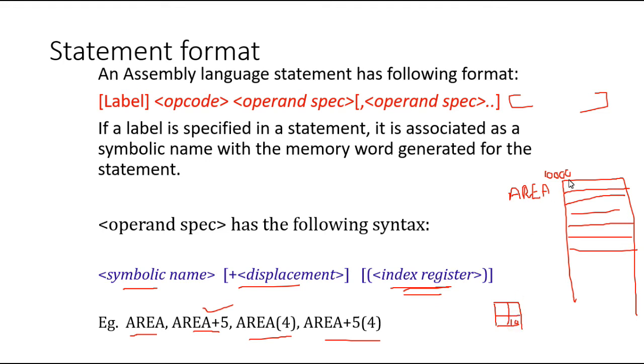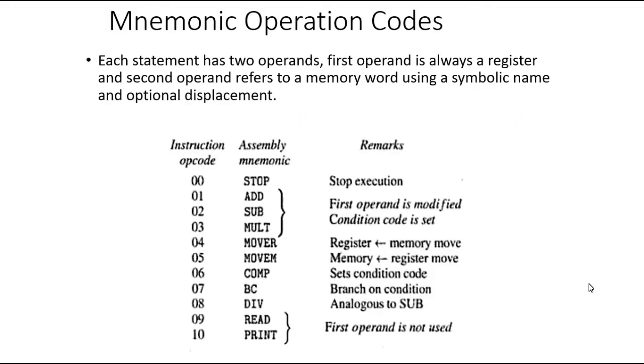So from area, you have to move to the 10th position to find something from that memory location. And you can combine both displacement and the index register. So maybe the index register refers to 20 and 5 is just 5. Area begins at some 10,000. So you have to go to 10,000 plus 5 plus 20, and from there you will get a value. So that is how the operand specification is addressed here.